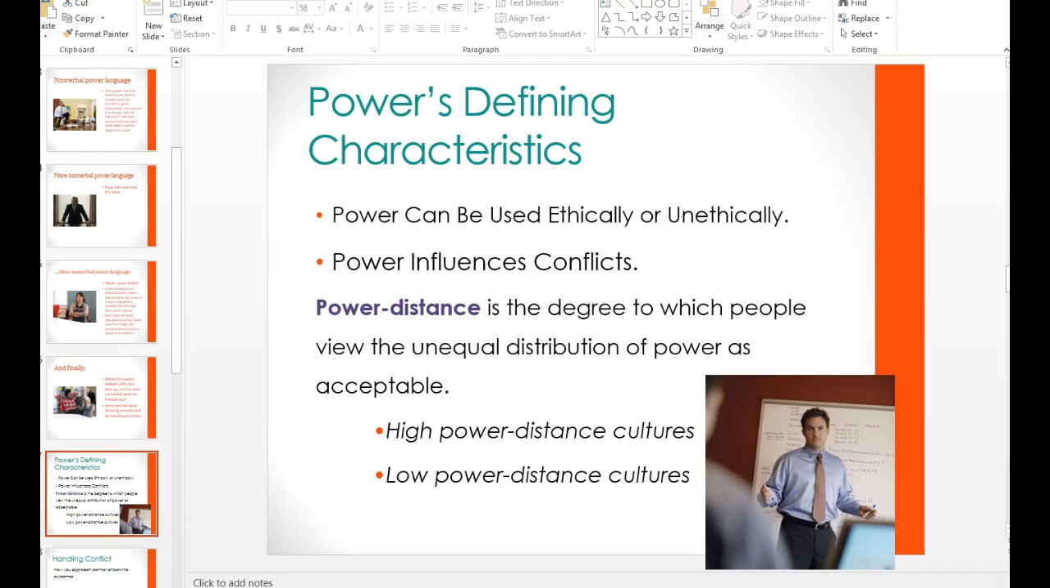In high power distance cultures, it's considered normal and even desirable for people of different social, professional status to be widely separated in terms of their power. Within such cultures, people give privileged treatment and extreme respect to those in high status positions. People in lesser status are expected to behave humbly.